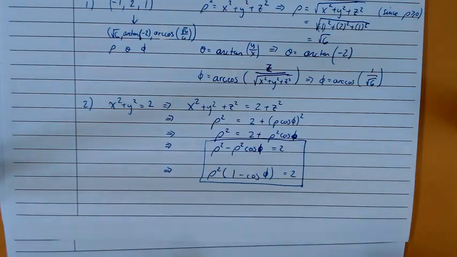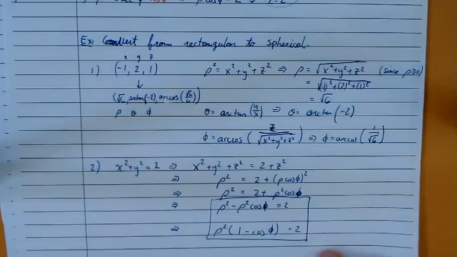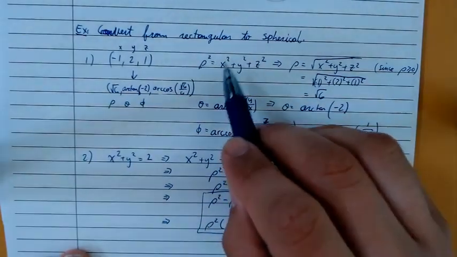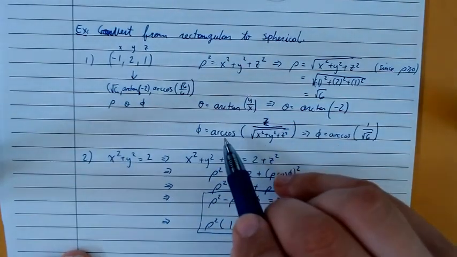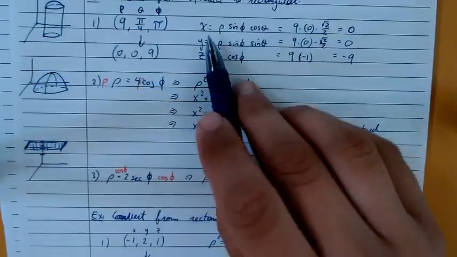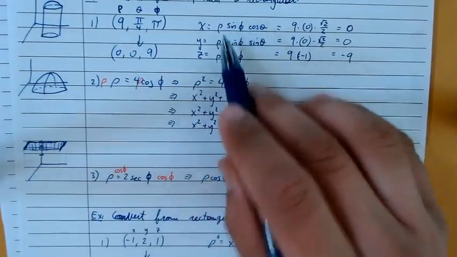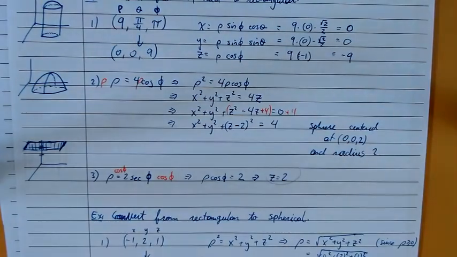So converting equations from one form to another is basically pattern seeking. You're looking for x squared plus y squared plus z squared. You're looking for arctangent of y over x. You're looking for x or y or z, or any of these should you be going in the opposite direction.